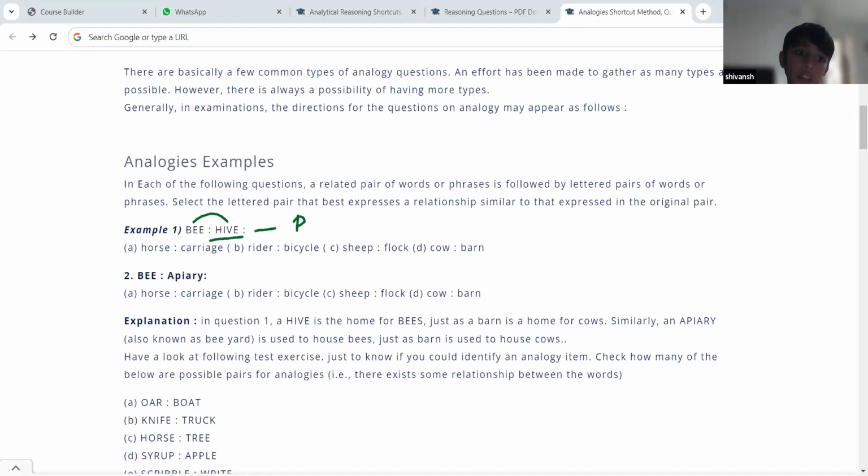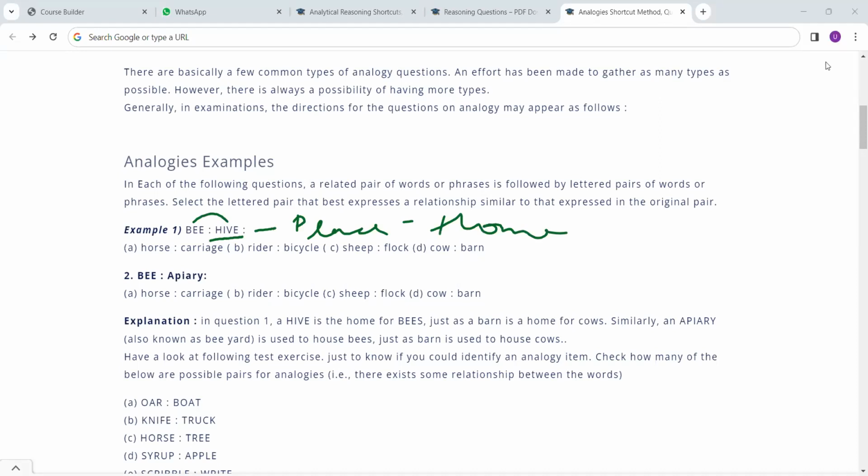It is a place. It is kind of a home for the bee. Yes. So I can relate it with the home of an insect. Over here, bee is to apiary.